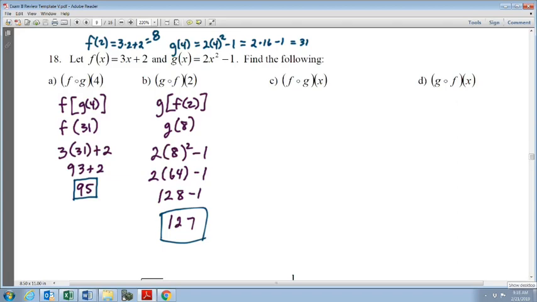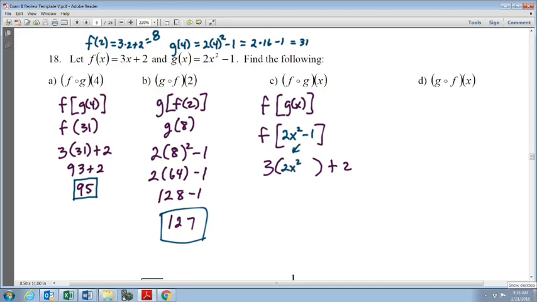All right, let's go ahead and find f of g of x. So g of x here is 2x squared minus 1. We're going to plug that into the f function. It'll be 3 times my input plus 2. My input here is 2x squared minus 1. So all I need to do is distribute here. You'll get 6x squared minus 3. Bring down the 2, and then we can combine the minus 3 and the 2. We get 6x squared minus 1.